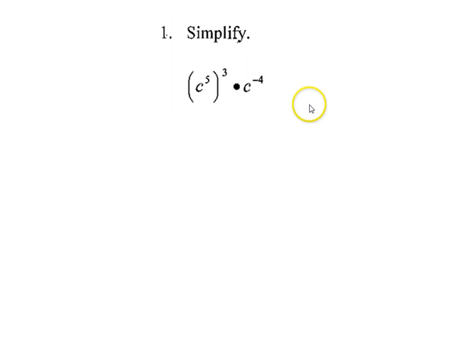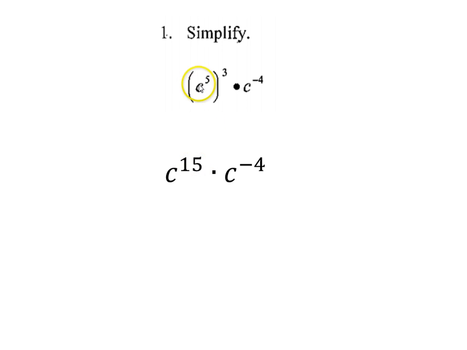The first thing I'm going to do is take care of these parentheses, and I have c to the 5th to the 3rd. So what that means is I have c to the 5th times c to the 5th times c to the 5th. So I have a whole bunch of c's. And I have 3 c's to the 5th, which means I have 5 c's times 5 c's times 5 c's. What that ends up being is c to the 15th.